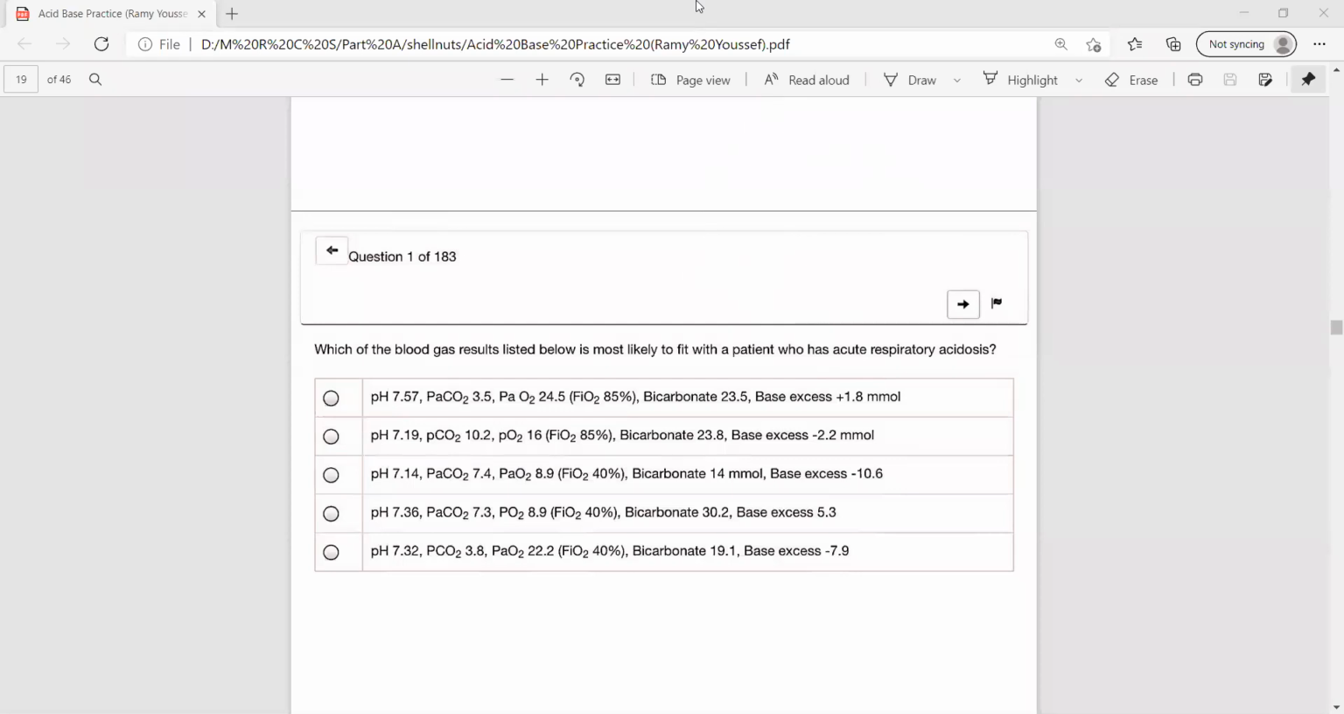What do you expect in a patient who has acute respiratory acidosis? In acute respiratory acidosis, I expect the pH to be low. This is acid, this is normal, and this is alkalosis.